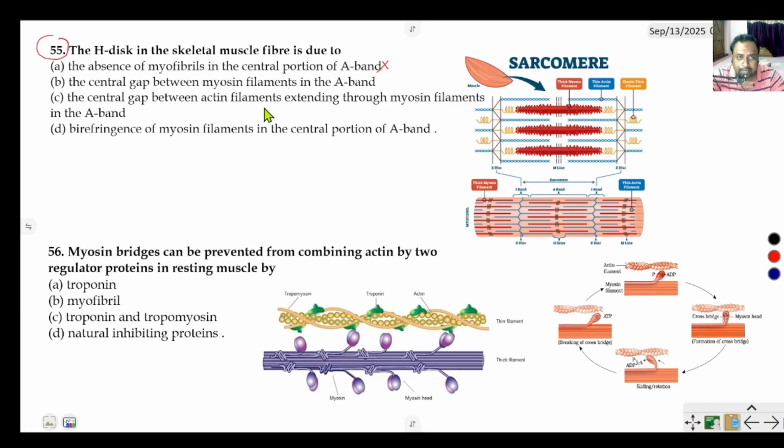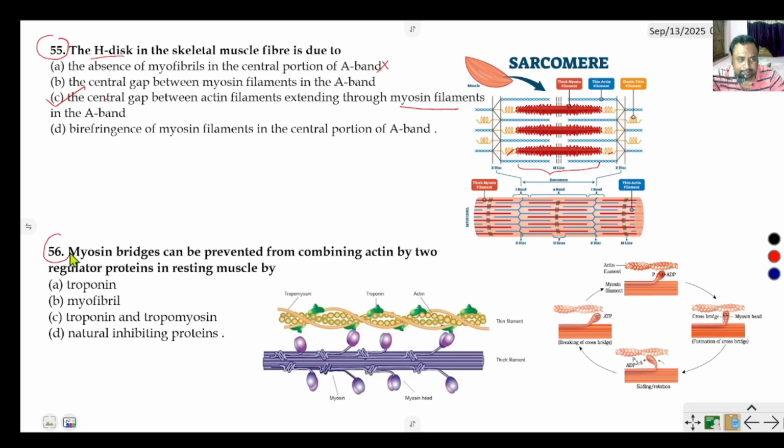The central gap between actin filaments. This is an actin filament and this is an actin filament. The central gap between the actin filaments extending through the myosin filament in the A band. In the A band, the H disc means in the A band. A band means where the actin and myosin are overlapped. This is the A band. So between the actin filaments, the band where the myosin extends is called the A band. Is the H disc. Option C is correct.